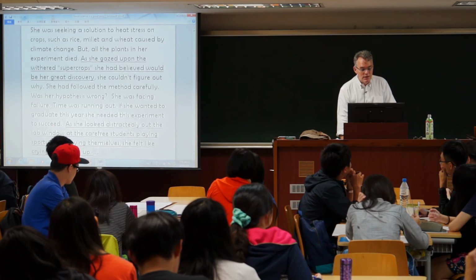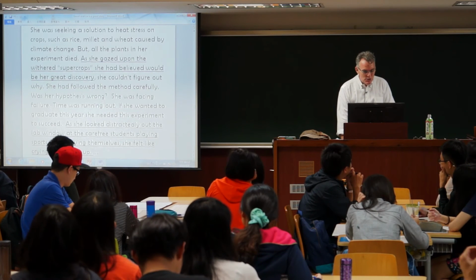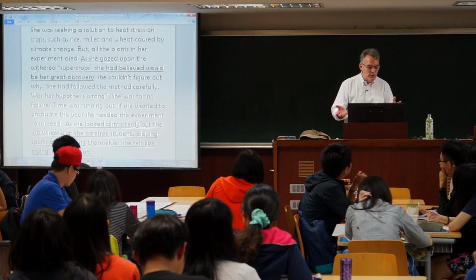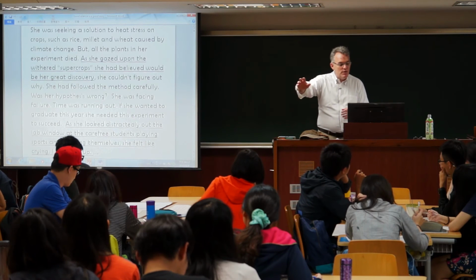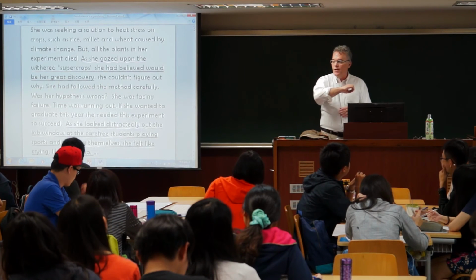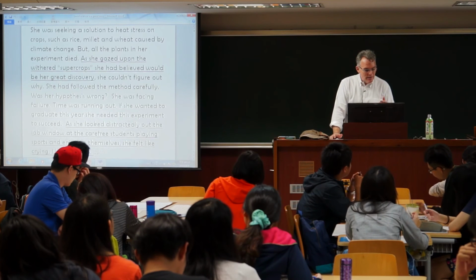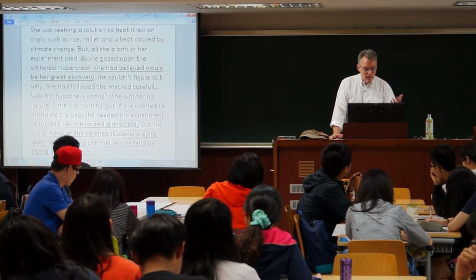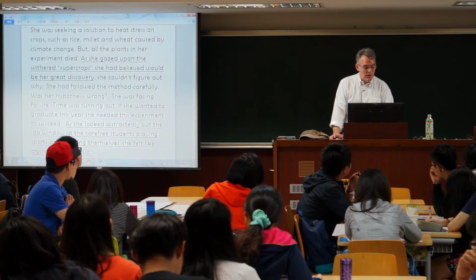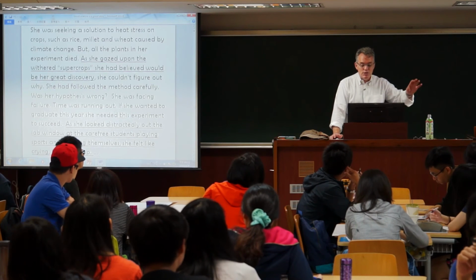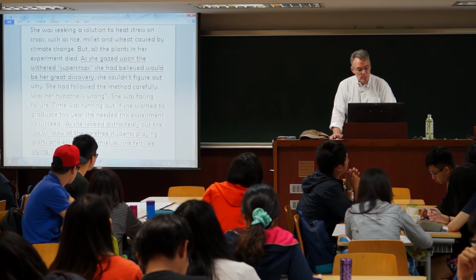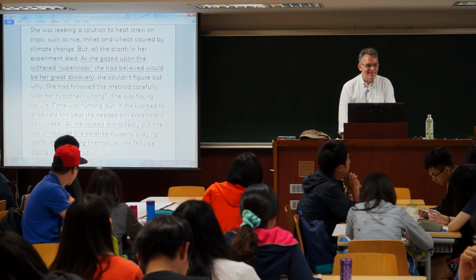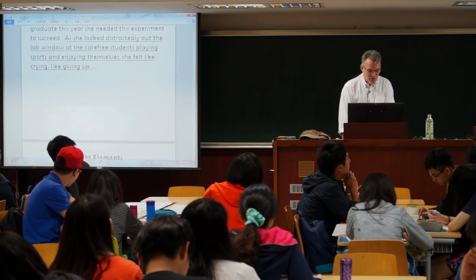So here's details and motives added together. She was seeking a solution to heat stress on crops such as rice, millet, and wheat caused by climate change, but all the plants in her experiment died. As she gazed upon the withered supercrops she had believed would be her great discovery, she couldn't figure out why. She had followed the method carefully. Was her hypothesis wrong? She was facing failure. Time was running out. If she wanted to graduate this year, she needed this experiment to succeed. As she looked distractedly out the lab window at the carefree students playing sports and enjoying themselves, she felt like crying, like giving up. So details and motive.